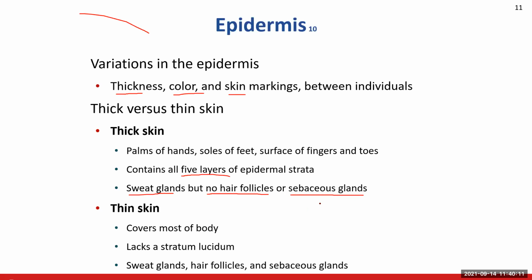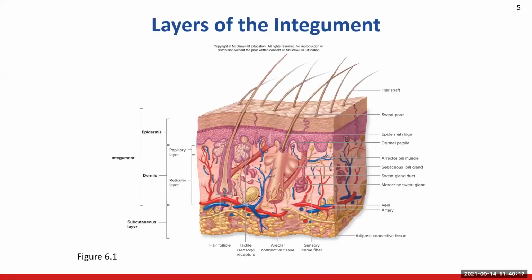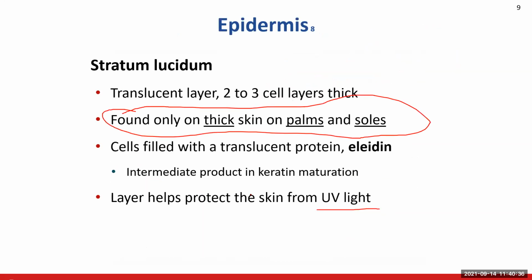The sebaceous glands sit right on top of the hair follicle. If you don't believe me, here you go. There's the sebaceous gland right there. It's a lobulated gland. It sits right on top of the hair follicle, and it produces its oily sebum right on top of the hair. So if you don't have a hair follicle, then you don't have a sebaceous gland. See how easy it is to remember that?